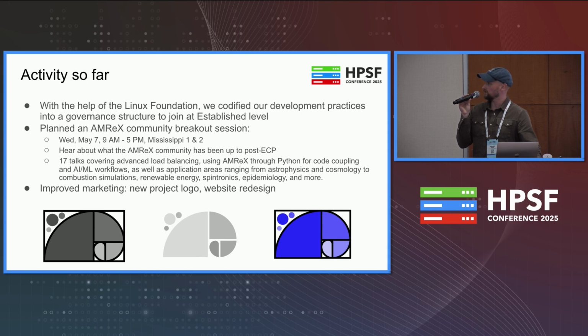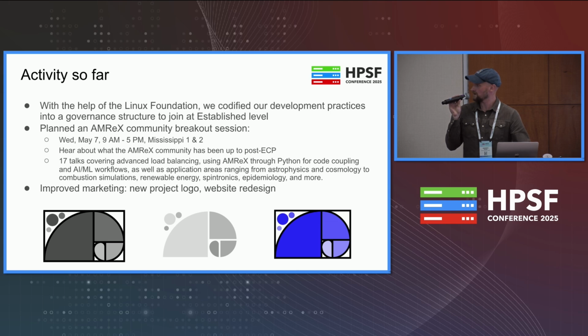A big part of what we've done is we've planned this AMReX community breakout session, which is taking place all day on Wednesday in the Mississippi 1 and 2 rooms. Basically the point is just to hear about what different AMReX users have been up to post-ECP with their applications. There's a total of 17 talks covering topics like advanced load balancing, using AMReX through Python for code coupling, and AI or machine learning workflows, as well as a whole bunch of application areas ranging from astrophysics and cosmology to combustion, renewable energy, spintronics, epidemiology, and more.